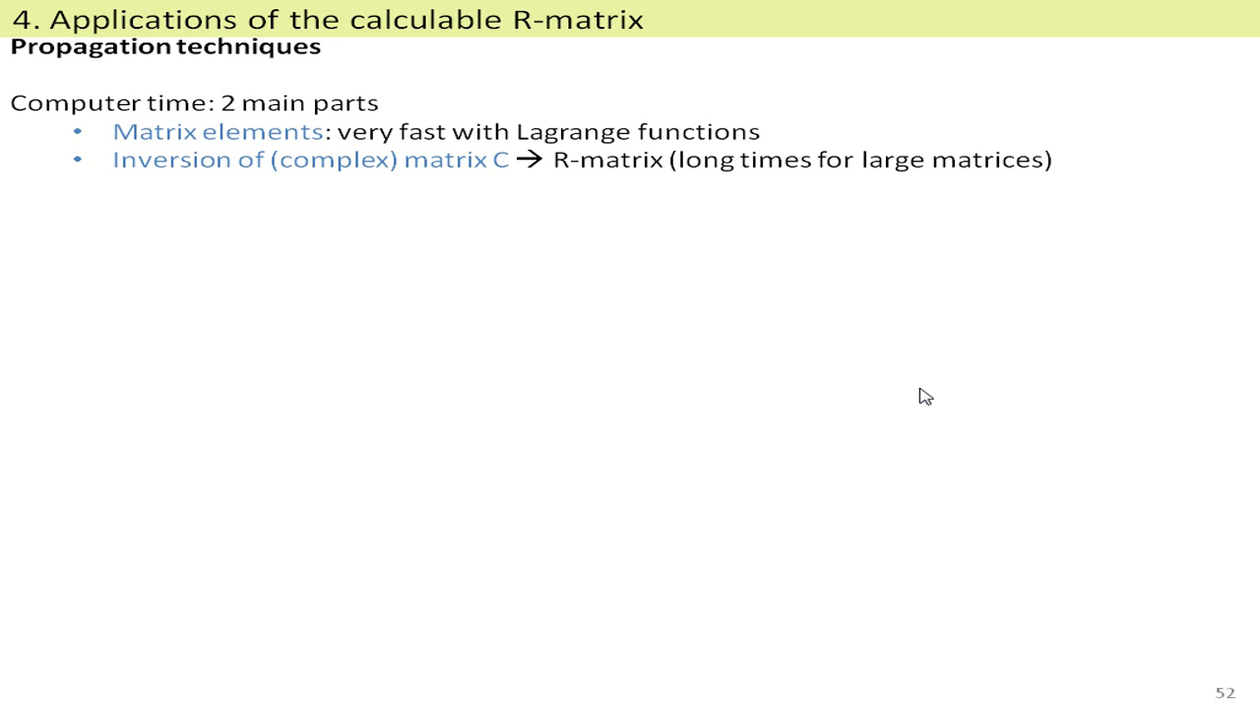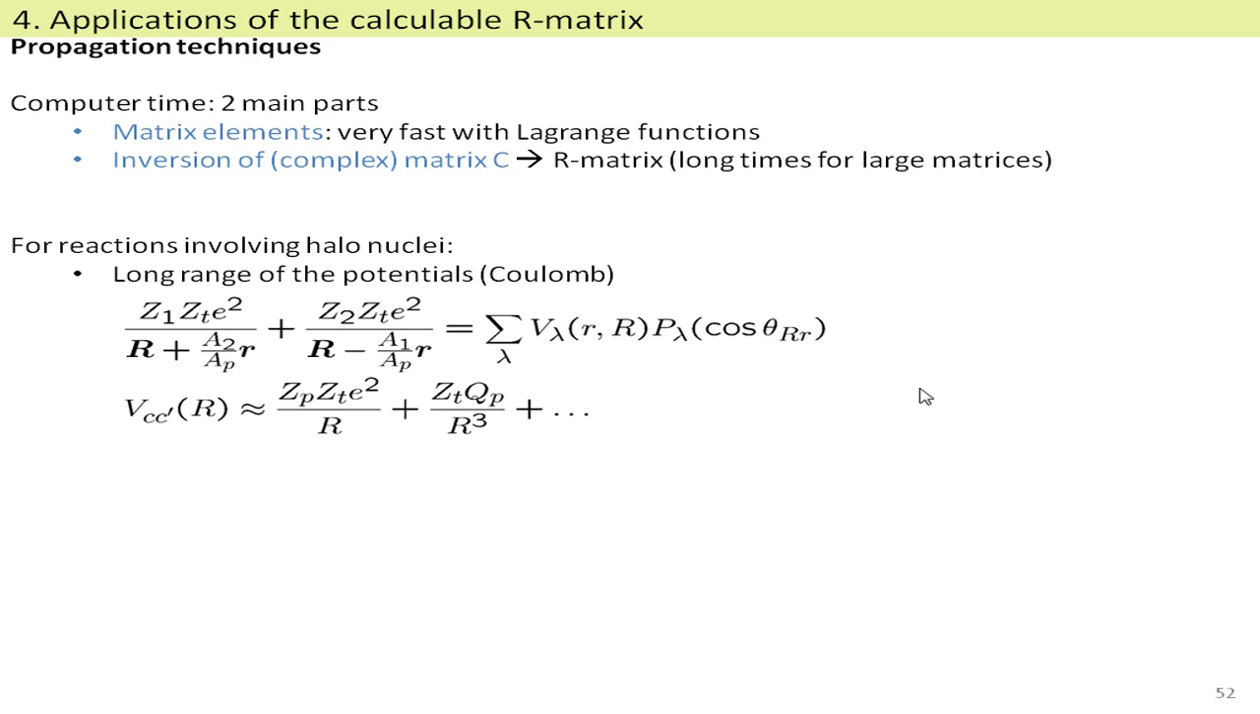And the main part, in fact, is the inversion of a complex matrix. So you may have very large matrices, 10,000 by 10,000. If this is complex, this takes long computer times. And the problem is that in some cases you have a long range of the potential. And if you look at the Coulomb potential, this is written here. So capital R is the distance between target and projectile. Small r is the coordinate inside the projectile.